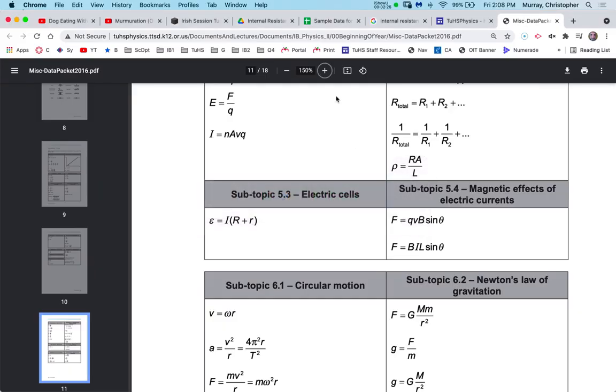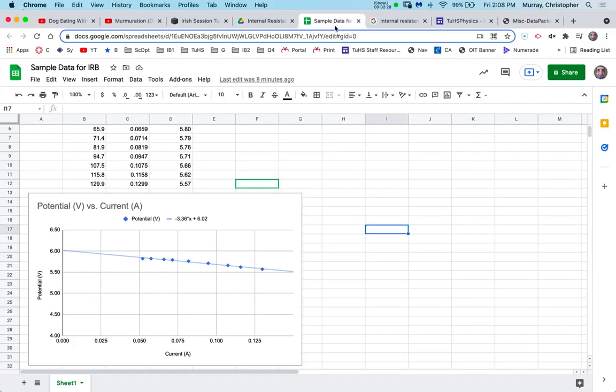Let's take a look at our sample data here. Now take a look at this. Notice we've got our formula here, right? The y-intercept is 6.02. So that is our cell potential, right?